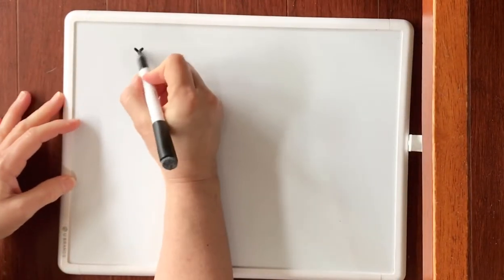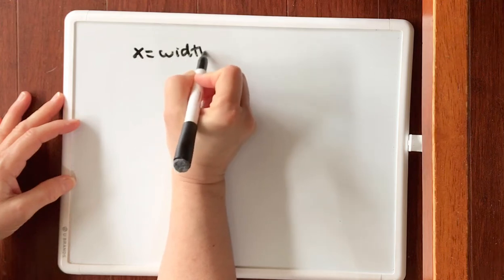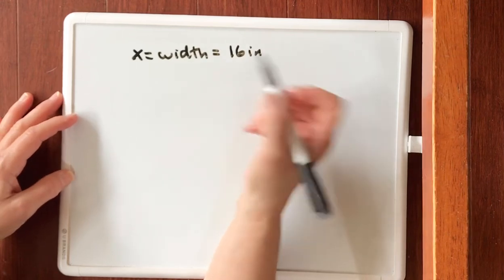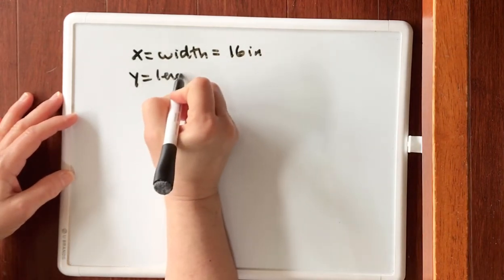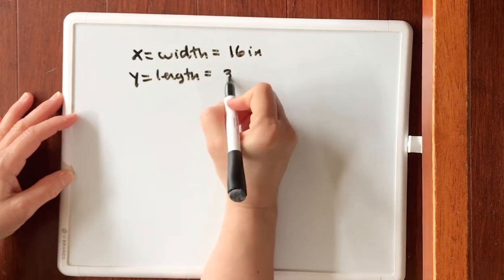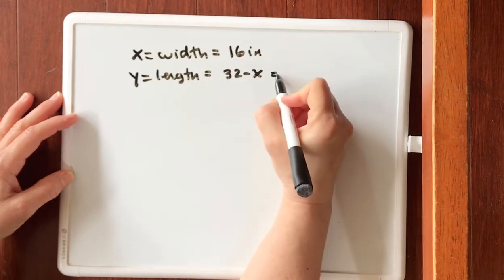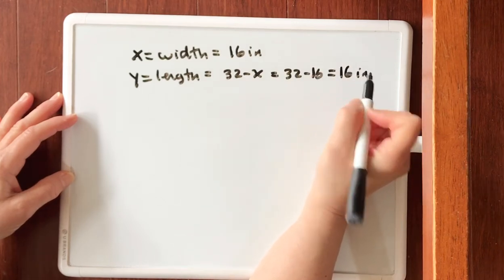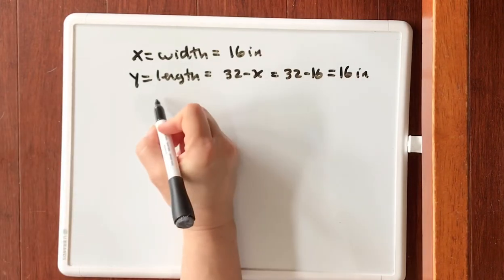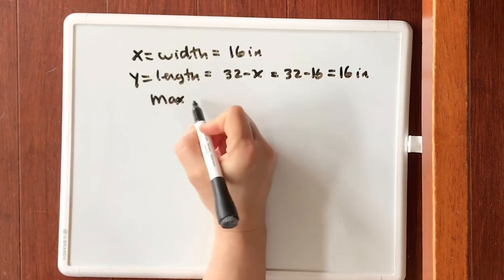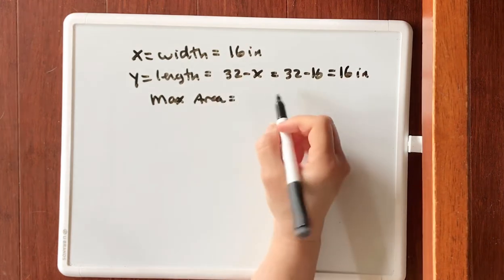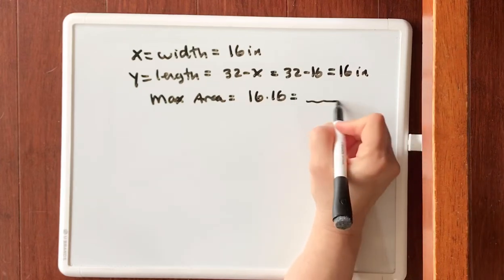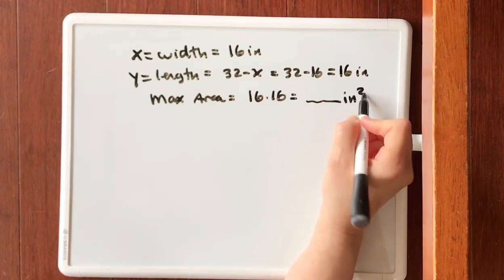Okay, so we said x equals the width, and we just found that the width is 16 inches. All right. Y equals the length, and we found the length was 32 minus x. So that's 32 minus 16, which is also 16 inches. So now we're looking at a square. Okay. So the maximum area is going to be 16 times 16, which you could figure that out, inches squared.